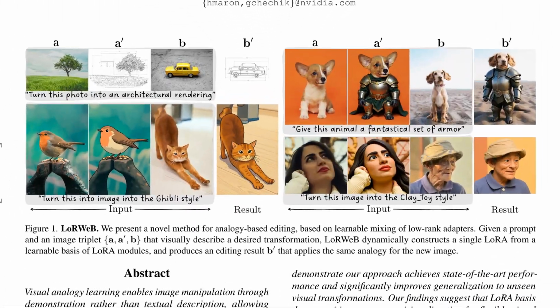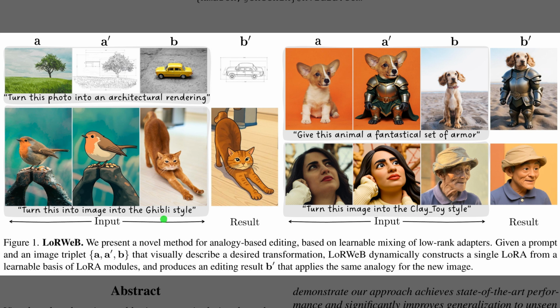Figure 1 illustrates the visual analogy task central to this paper. Here, the model receives a demonstration pair, labeled A and A prime, which defines a specific transformation, and must apply that same logic to a new image, B, to create the result, B prime. In the top left example, the system sees a tree photo turning into an architectural sketch, so it correctly converts the yellow car into a similar technical drawing.